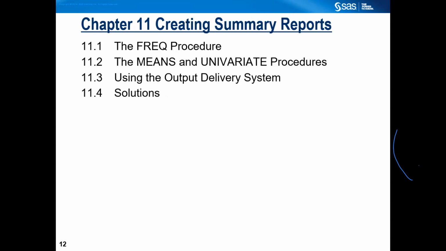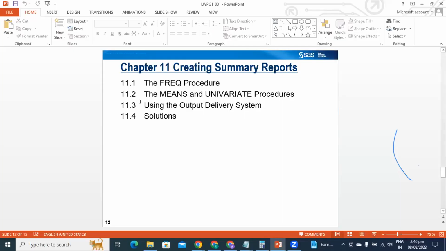The 11th is how to create summary reports. There are various procedures like proc freq and proc means, which we'll learn in detail in chapter 11. That's it. Overall in programming 1 you will be learning 11 chapters, and every chapter has its independent topics. All good?